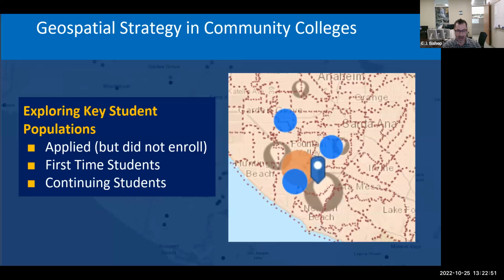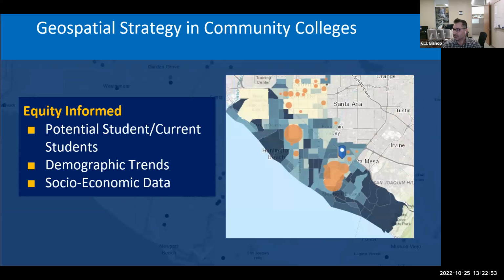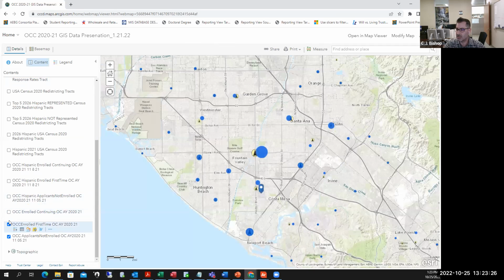Before I show you where those are at, that led to a more equity-informed conversation. As Sherry said, she's been fantastic with working with the President's Board and those involved. Really it was saying, well, what are we truly trying to get at? The questions became: where are our potential students at? What are the demographic trends, not just what's going on in our school, but in the region, and where there is potential growth? And also what socioeconomic data is involved as well. So bringing the map back up.